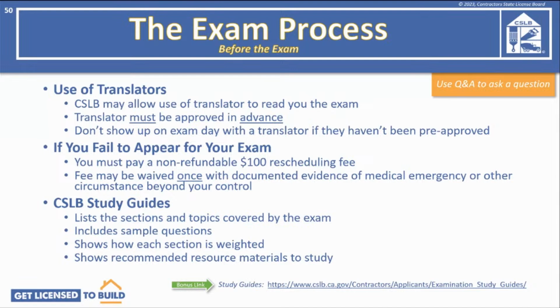That fee may be waived once with documented evidence of a medical emergency or other circumstance beyond your control. Also, we have study guides available for each of our exams. Included in each study guide, you will find a list of sections and topics covered by the exam. They also include sample questions, how each section of the exam is weighted, and recommended resources that you can use to prepare for the examination. These study guides are available online on our website. There is a bonus link to them on the bottom of the screen.